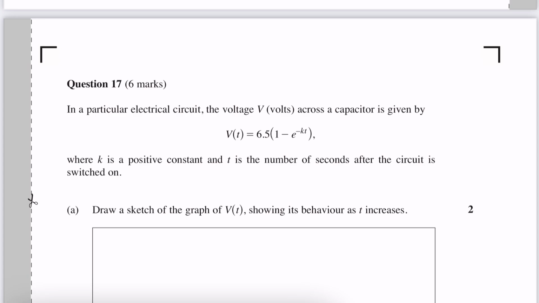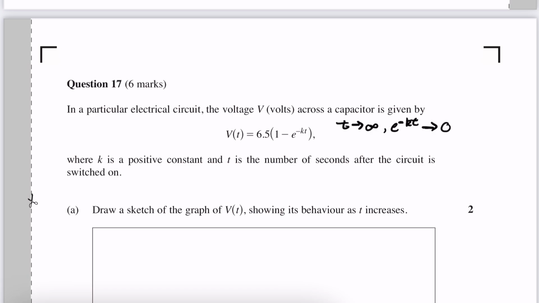So what we can say is that as T approaches infinity, this e to the minus kt, which is essentially e to the minus infinity, well, it approaches 0, okay? And the reason why we know it's 0 is because if you think about a really, really large negative number and putting e to the power of that, it's going to tend towards 0.